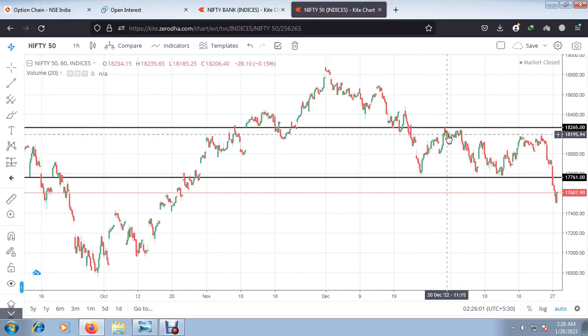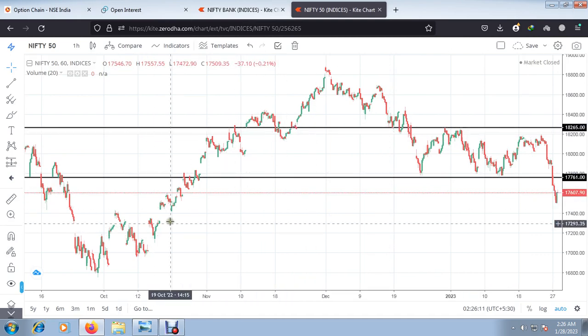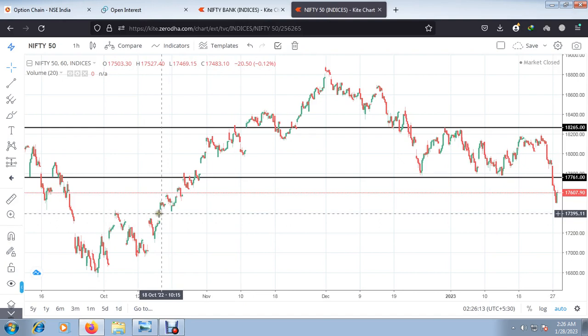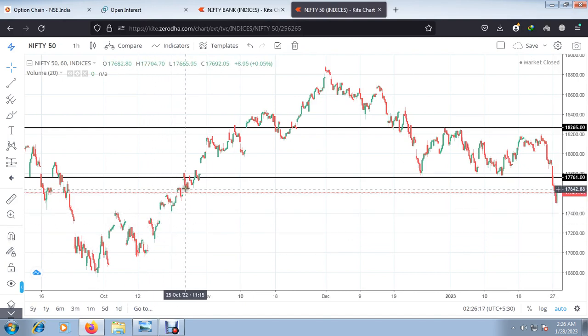Simply marking the lowest point of any candle or the highest point of any candle won't be valid. It should also be a touch point from both sides, acting as both support and resistance. Currently we are seeing that there are some gaps here. Here one gap is there, again here one gap is there. Today one gap got filled here.